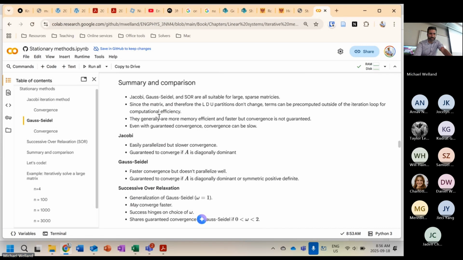Okay. Summary and comparison. All of them are suitable for large sparse matrices. Sparse in particular because it is an element by element approach. It lends itself to this sparsity structure. You can imagine extracting one row and now you only have 3 elements instead of 150 million.